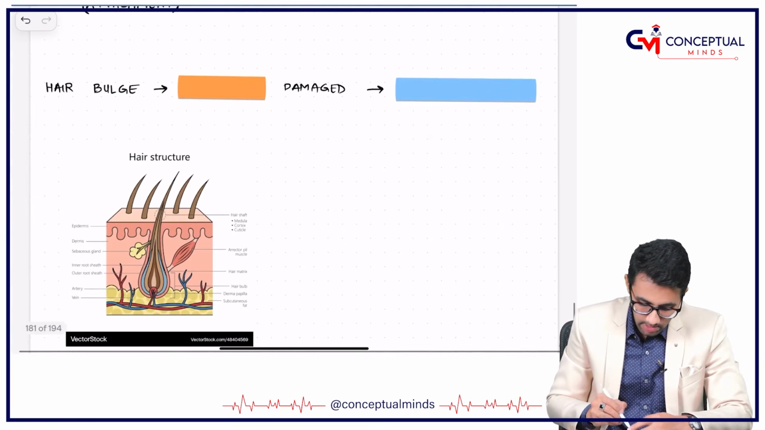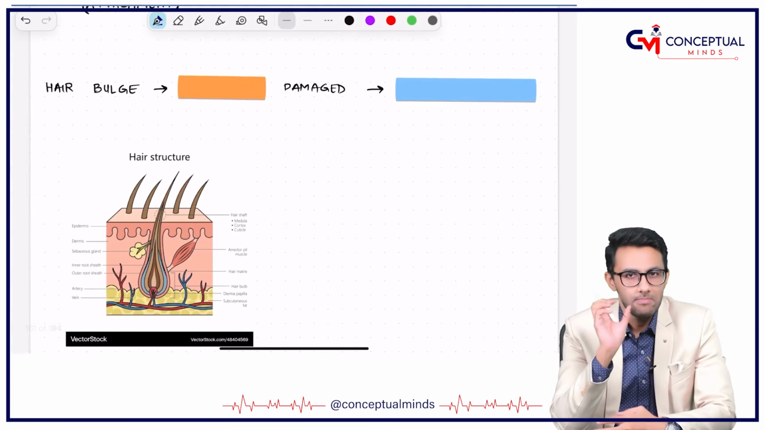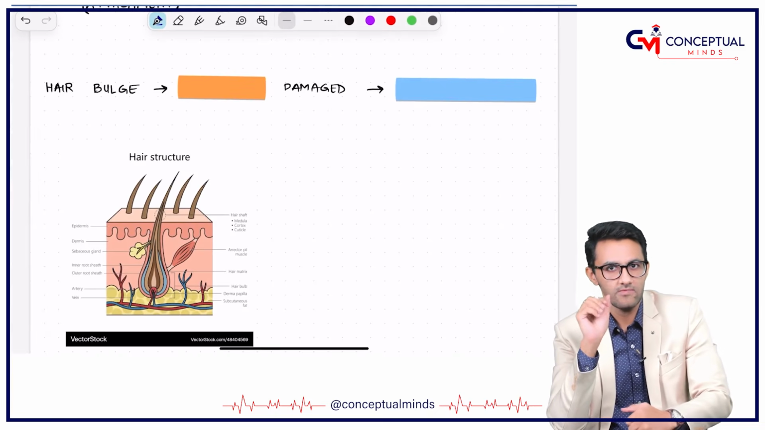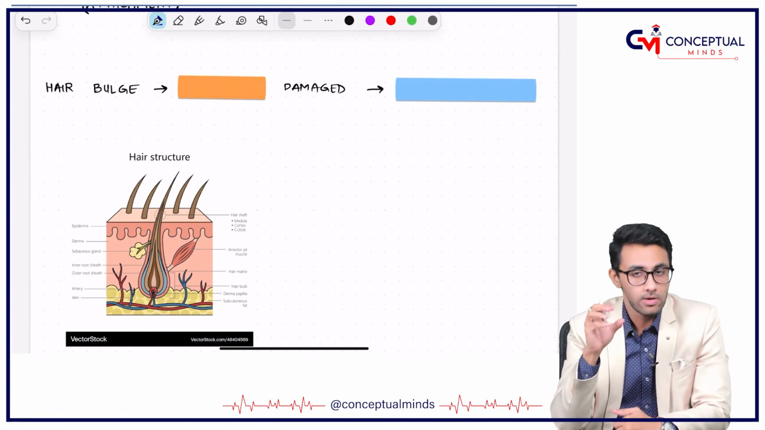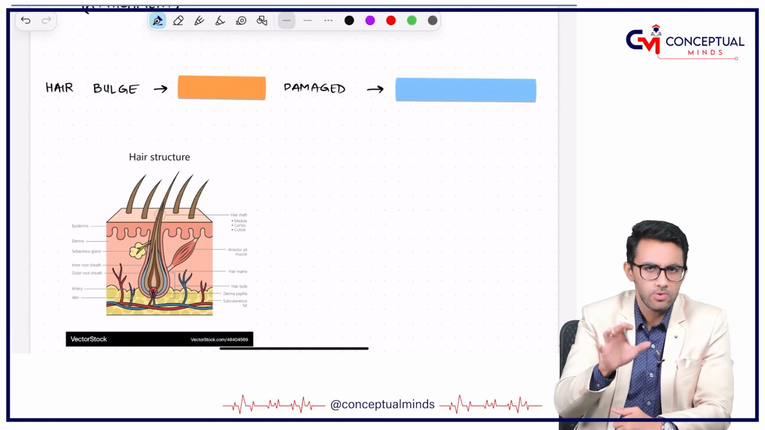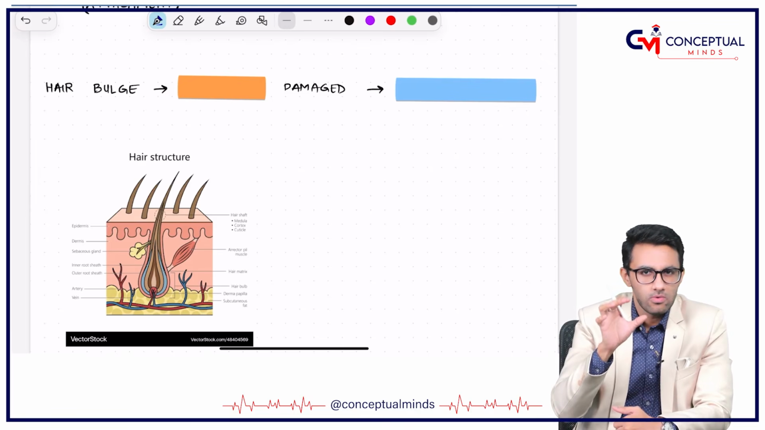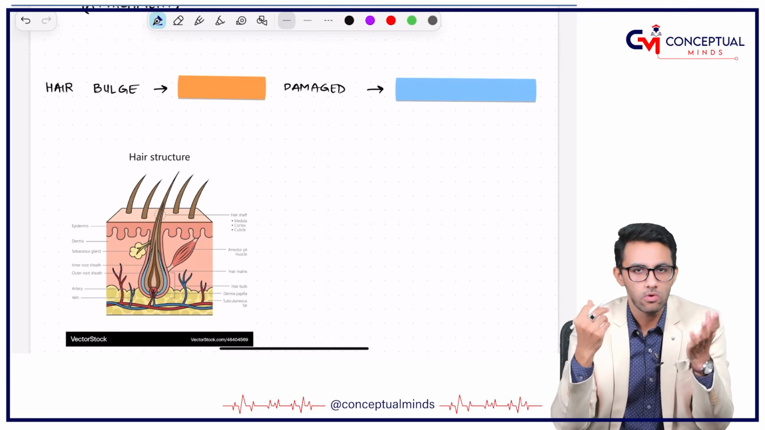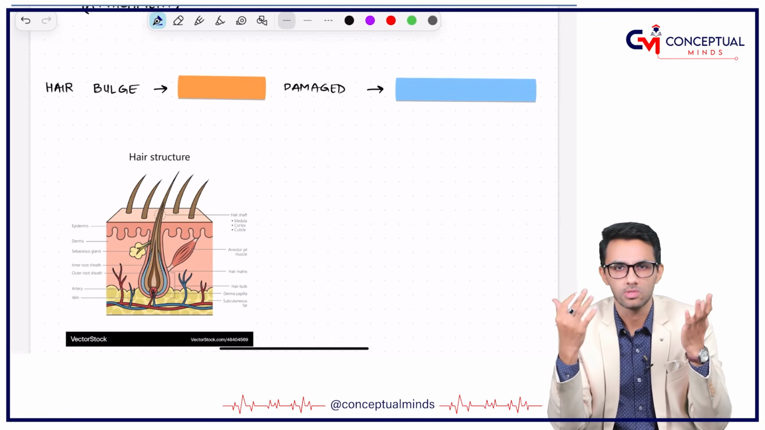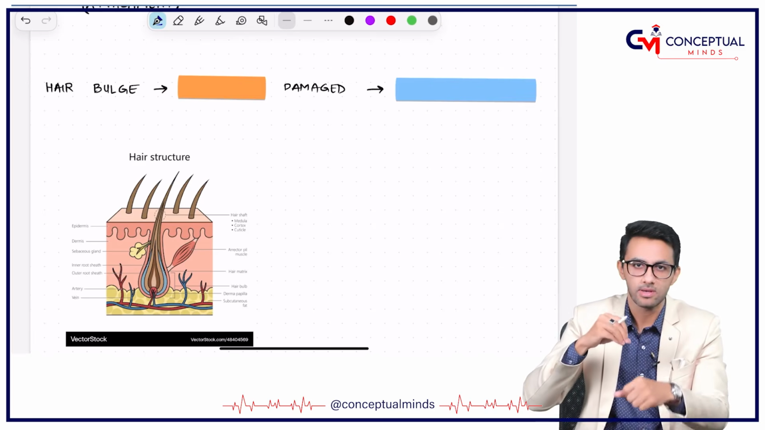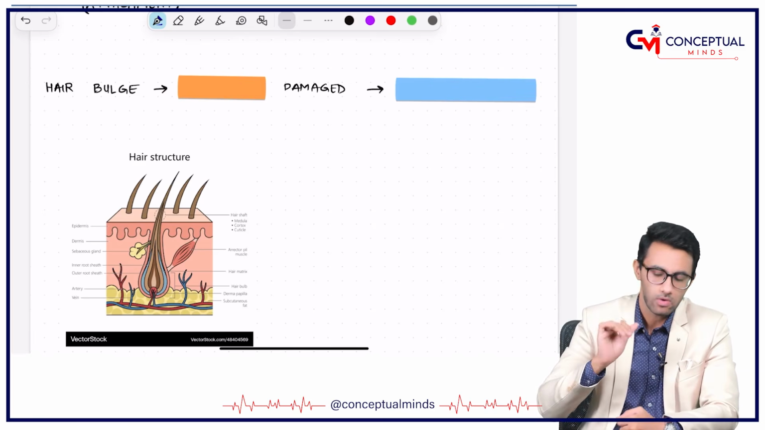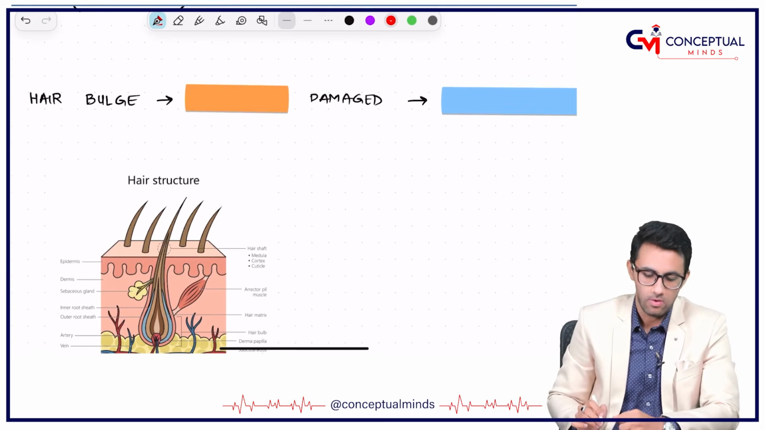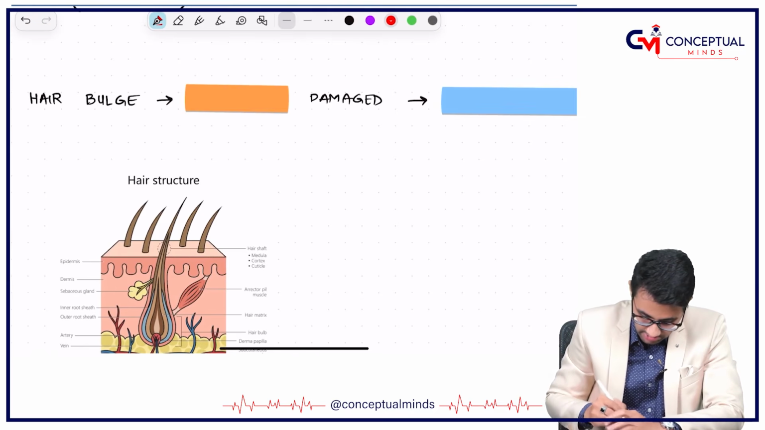Now, one important point that we have to remember about the hair bulge. If we know this point, then it is very easy for us to tell, if there are any pathologies related to this area, whether we will have scarring or not, whether there will be regrowth or no regrowth. So if we just know this one point about the hair bulge, we are all good. What is that point? That the hair bulge has stem cells.